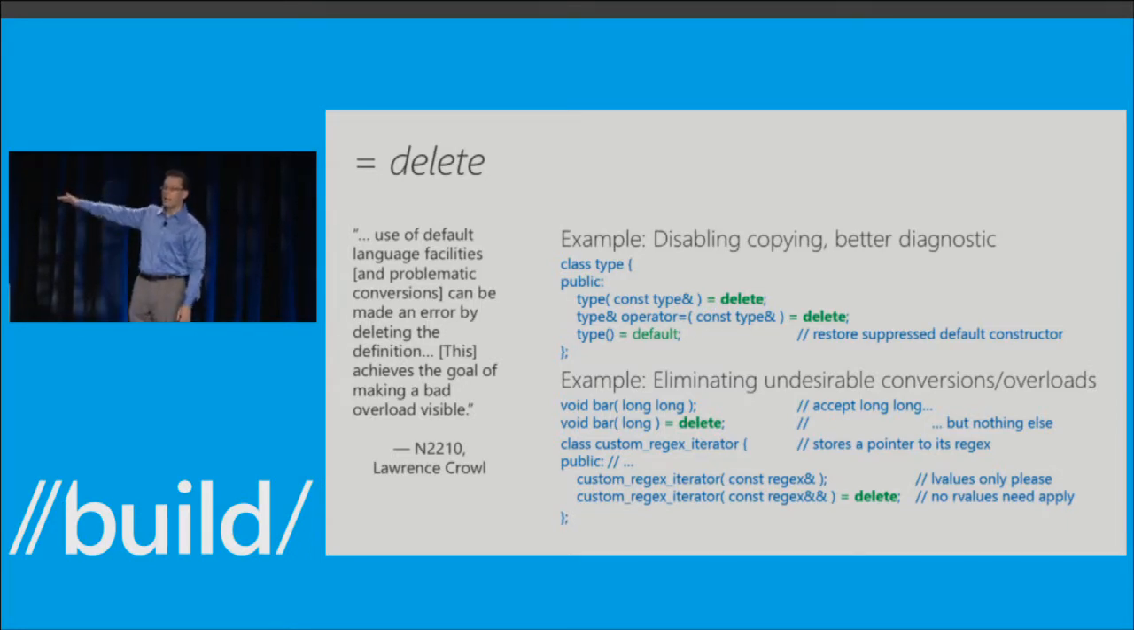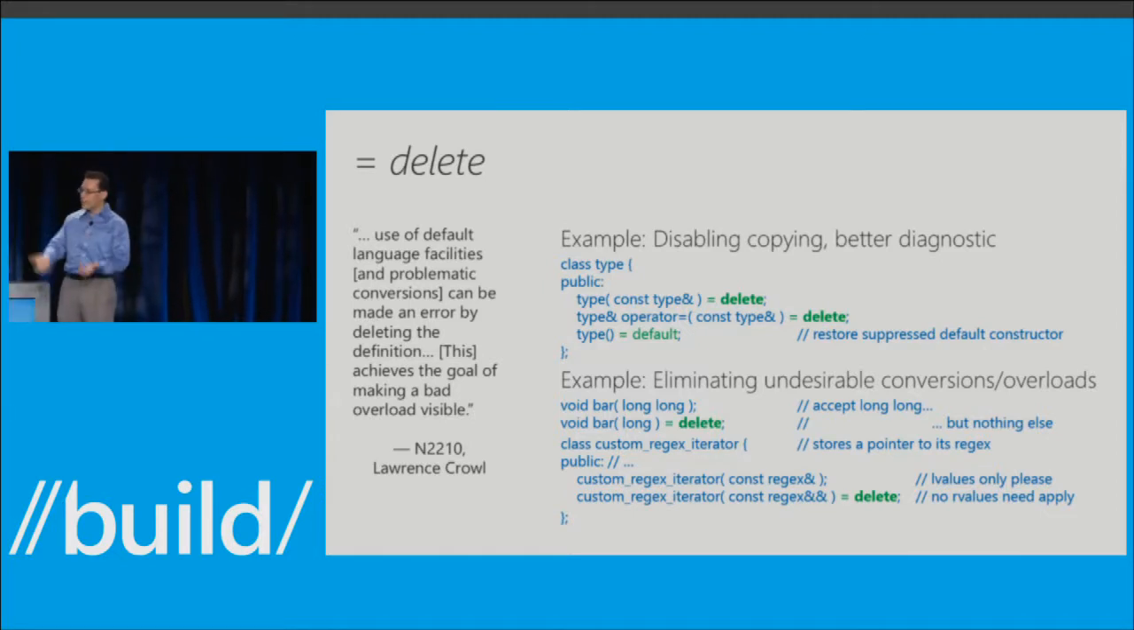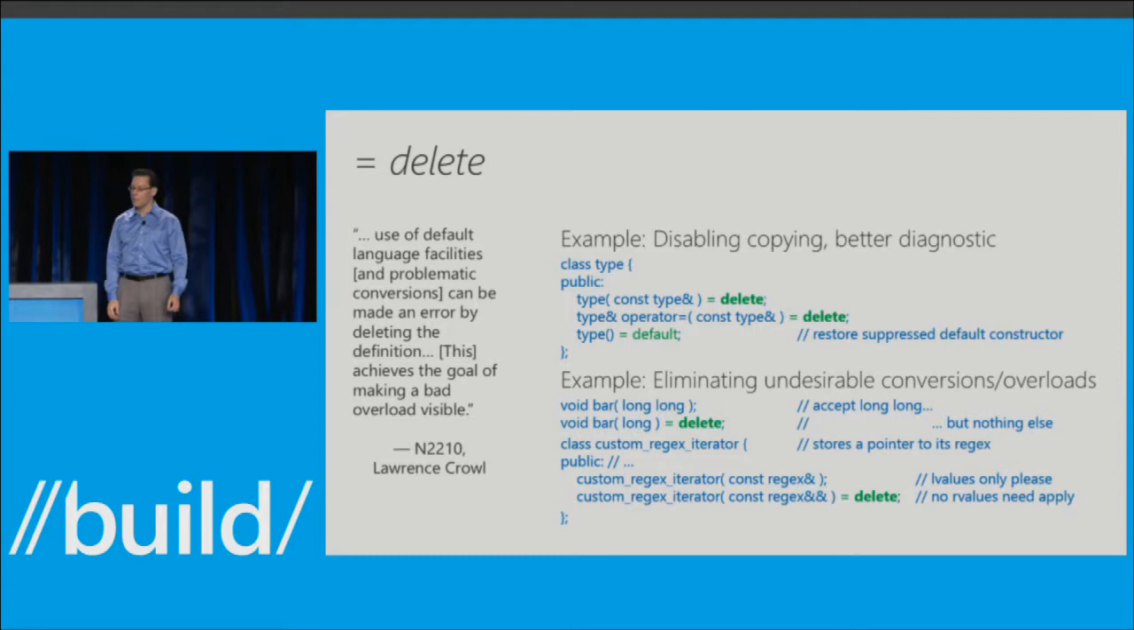You can entirely eliminate that problem by overloading on R-value references, and if you write an overload that takes a const regex R-value reference and =delete that, it is now impossible to construct a regex iterator from a temporary object. And this is how you can write safer, cleaner, more robust libraries. So we're very happy to have that as a third feature in Visual C++ RTM.